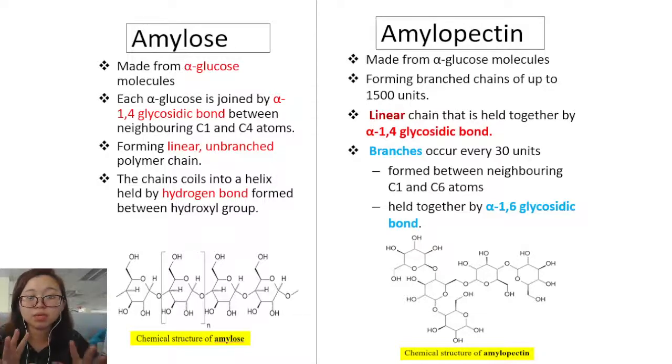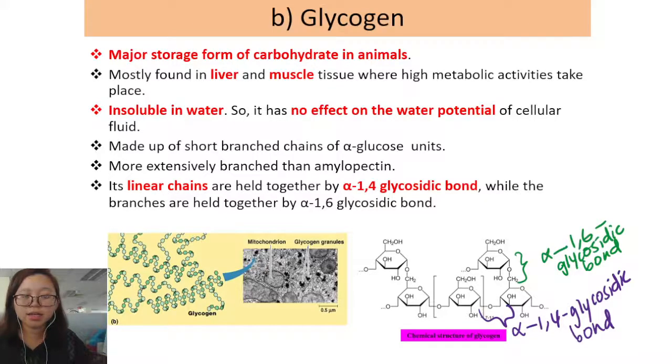Tiada dalam syllabus pun kita cuba baca saja. Mana tahu keluar dalam exam nanti. Okay, so just read. If you cannot memorize, that's fine. But try to read and try to remember some key points like linear, unbranched, branch, hydrogen bond, alpha 1,4. Itu. Okay. Alpha glucose. Ingat sikit-sikit. Okay lah tu, daripada tiada. Alright. So that was the first example of polysaccharide.